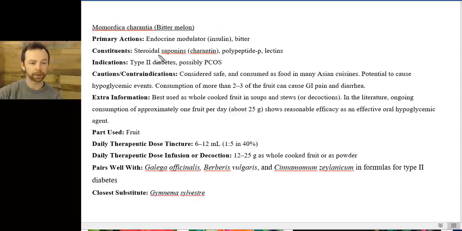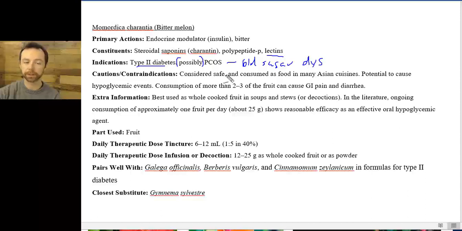Different set of constituents. We've got steroidal saponins, we've got charantin, we've got some polypeptides, we've even got some lectins, although a lot of plants have lectins. Some of the lectins here are thought to possibly play a role in its action. We know it is good in treating type 2 diabetes, and this is where the possibly PCOS is, because we know often in PCOS, in fact, they're now sort of saying this is one of the hallmarks of a true PCOS, we'll get into that maybe a little bit later, is actually that blood sugar dysregulation. We know that PCOS obviously is an endocrine condition, and it seems to involve blood sugar regulation or dysregulation.